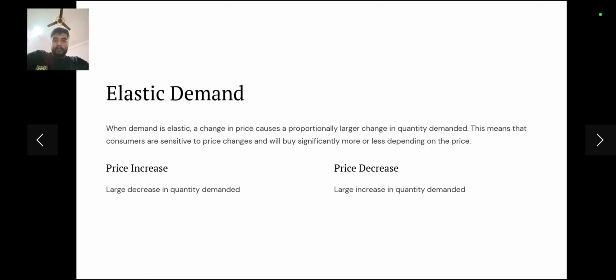Elastic demand. When the demand is elastic, a change in price causes a proportionally larger change in the quantity demanded. This means that consumers are sensitive to price changes and will buy significantly more or less depending on the price. If the price increases, there is a large decrease in quantity demanded. If the price decreases, there is a large increase in quantity demanded.